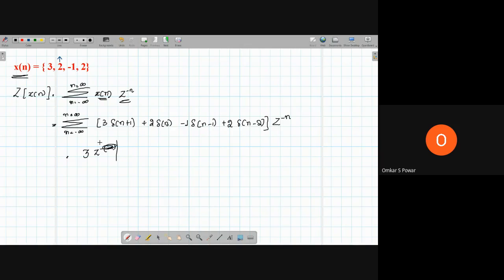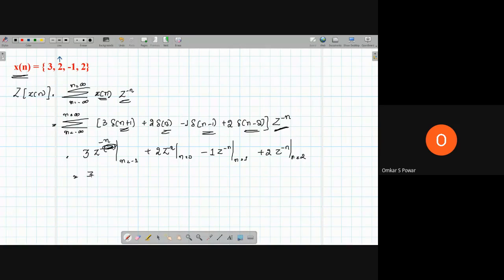sorry, 3 z to the power of minus n at n is equal to minus 1, plus 2 z to the power of minus n at n is equal to 0, minus 1 z to the power of minus n at n is equal to 1, plus 2 z to the power of minus n at n is equal to 2. This is similar to e power minus j omega del of omega: e power minus j omega at n is equal to this one. We have solved that one. It is a similar problem here. Instead of e power minus j omega, we are replacing it with z to the power of minus n. That's it. So now we will simplify this one.